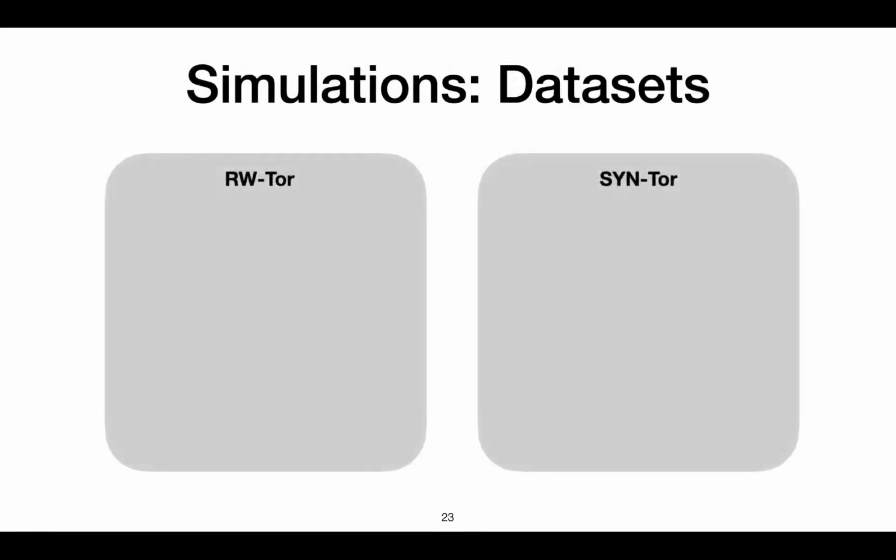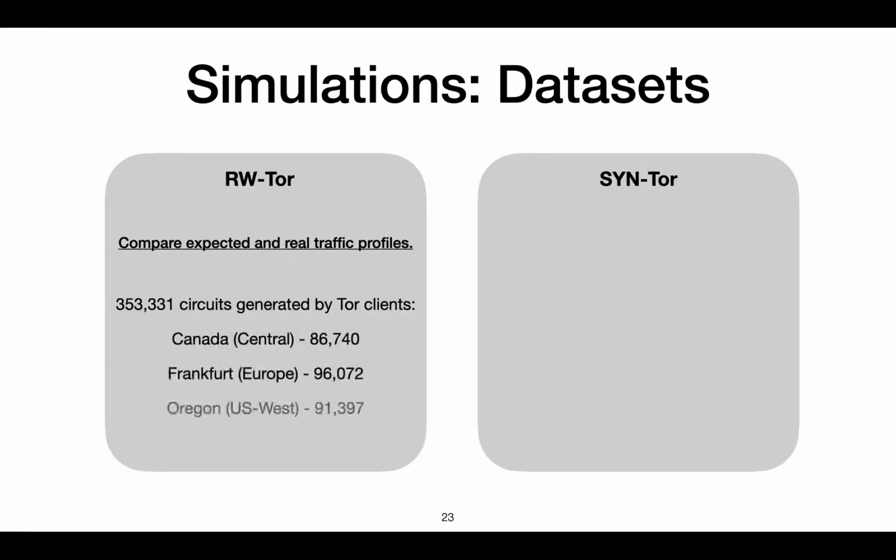In order to empirically evaluate the effectiveness of this technique, two datasets were collected. Firstly, real-world Tor data was collected to compare circuits built by Tor clients to the expected distribution given by a consensus document. Around 353,000 circuits were generated using Tor clients from the Central, Europe, US West, and Asia regions. The datasets from different regions were combined, since that is what middle relays would see in real life.